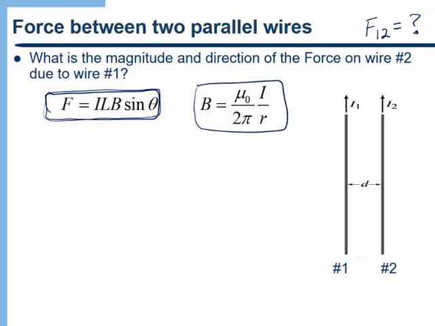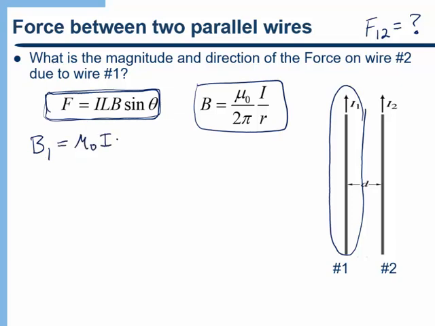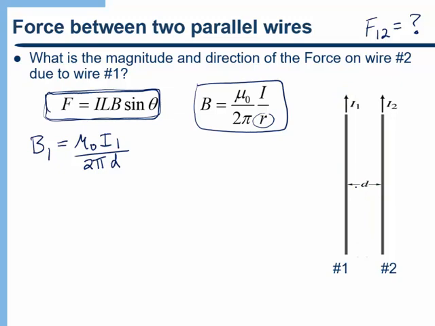Well, the first thing that we're going to do is we're going to conceptualize the fact that wire 1 is creating a magnetic field. So wire number 1 is creating a magnetic field, which I'm going to call B1, which is mu naught I1 over 2 pi. And instead of r, since I want to know the strength of the magnetic field created by wire 1 right over here where wire 2 is, notice it's a distance d away. Okay, so that's the magnetic field that wire number 1 is creating over here, right?